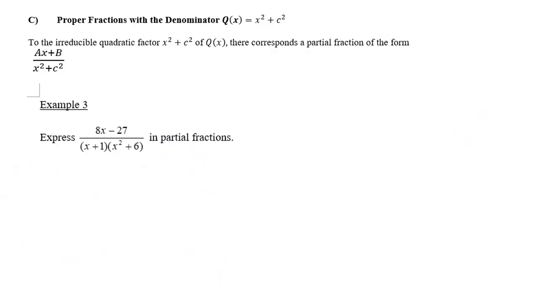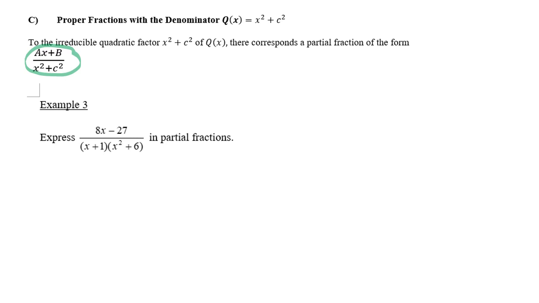To repeat what we have just learned, if you have a proper fraction where the denominator is in the form x squared plus c squared, x squared plus c squared is an irreducible quadratic factor, right? Then the partial fractions that you will need to use will be in this format that I've circled for you in green. Right, so let's look at one example.